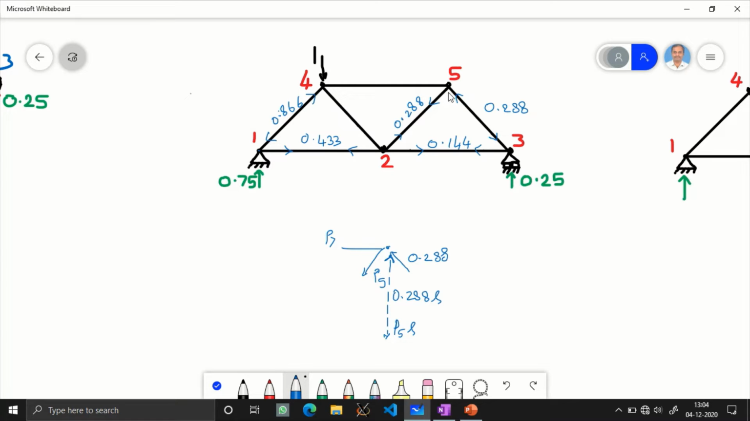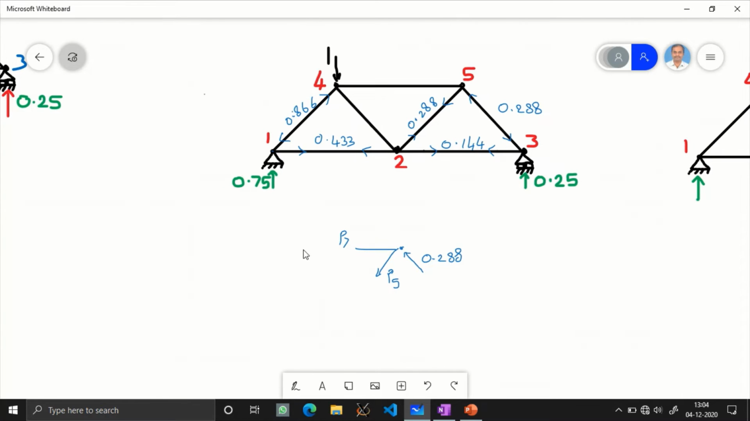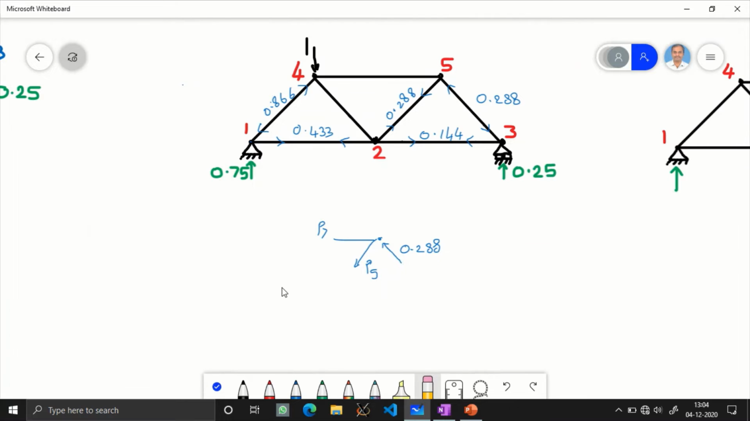And let me consider the horizontal forces. For horizontal forces, there are three forces in this case. One is P7, which is acting in the horizontal direction. The component of P5 is acting towards left. Towards left, I will have P5 cos 60. This is P5 cos 60.